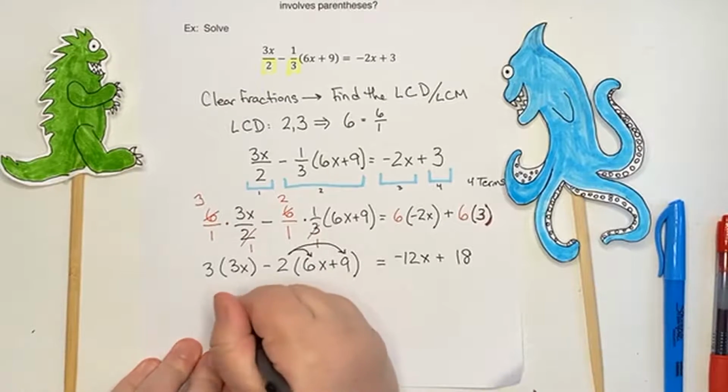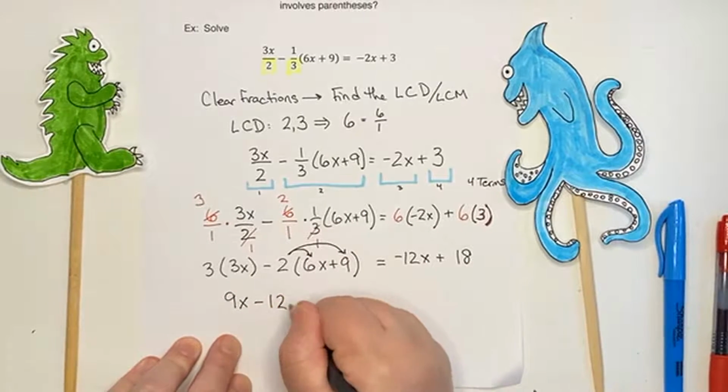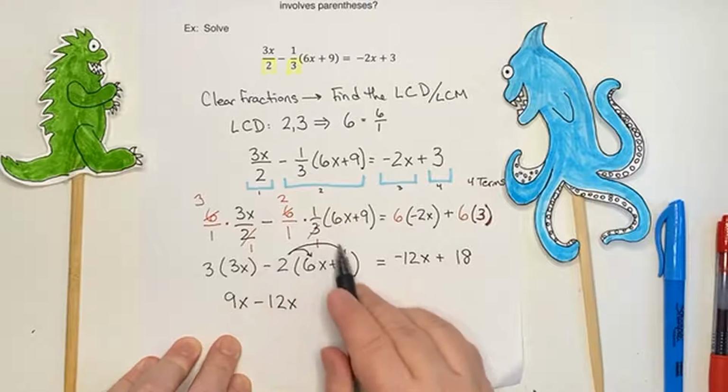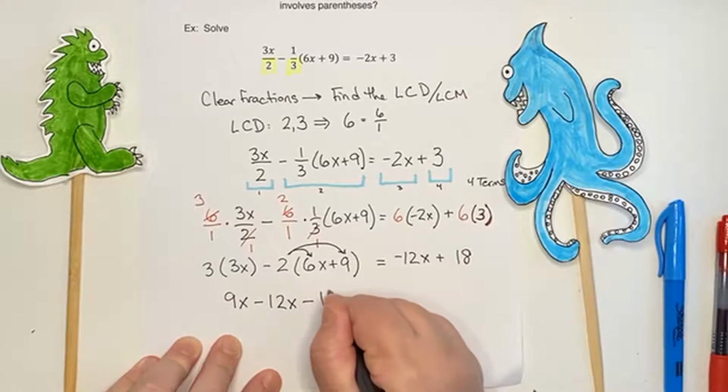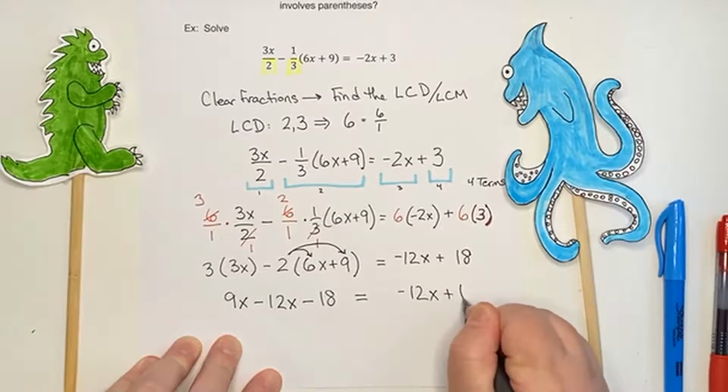Okay, let's see. I get 9x over here, and then minus 12x, right? That's 2 times 6x with the minus, and the minus 2 times 9 is minus 18. And that all equals negative 12x plus 18.